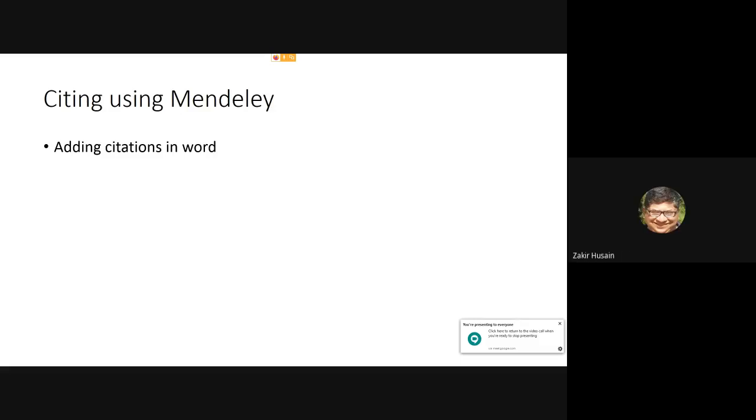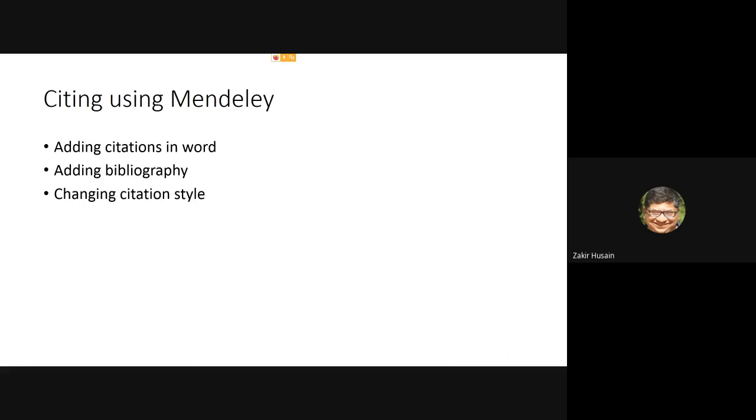So when we are citing using Mendeley, the first function is we have to add the citation. The bibliography has to be added separately. We will show how to change the citation style. You have sent your paper to a journal, it gets rejected, and you want to submit it to a new journal. Working on the bibliography is the first part. So Mendeley can do this very easily.